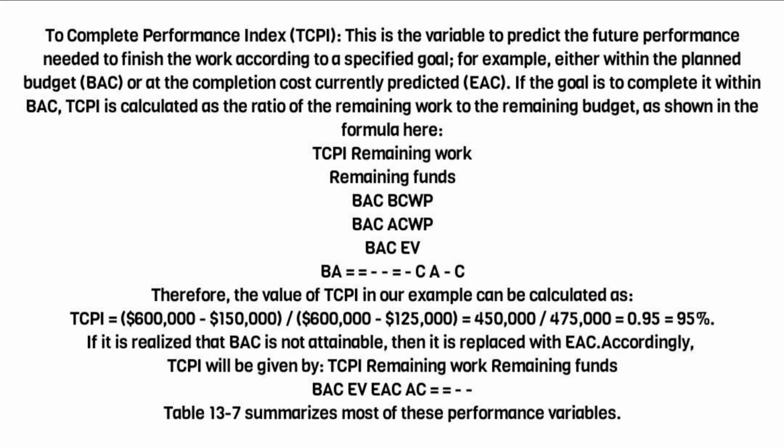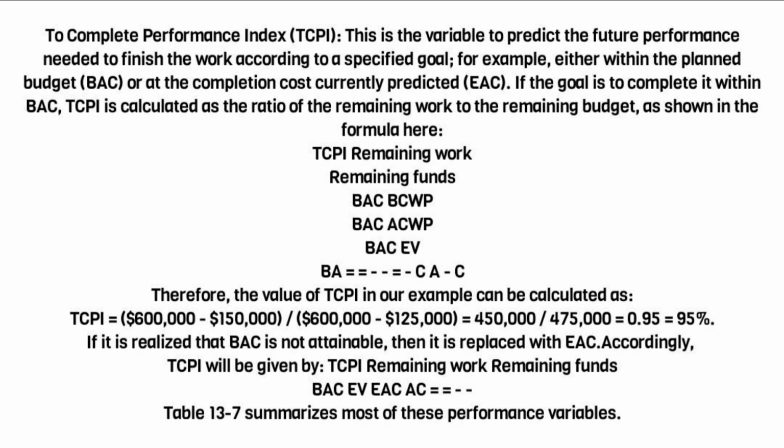Therefore, the value of TCPI in our example can be calculated as TCPI equals ($600,000 minus $150,000) divided by ($600,000 minus $125,000) equals 450,000 over 475,000, which is equal to 0.95, or 95%.